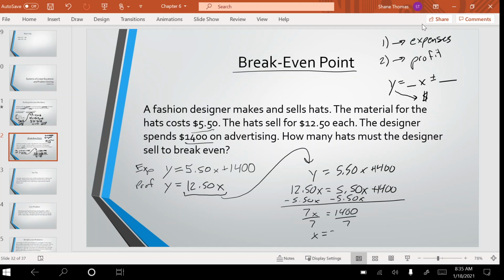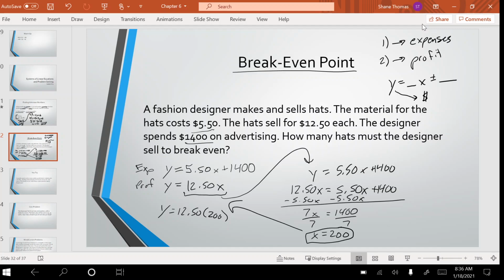Okay, so x equals 200. Now, we can most likely stop there because it says how many hats, but let's just plug it back in and find the other one as well. I would always suggest finding both variables and then figuring out which one you need for the answer. So what's 1250 times 200?